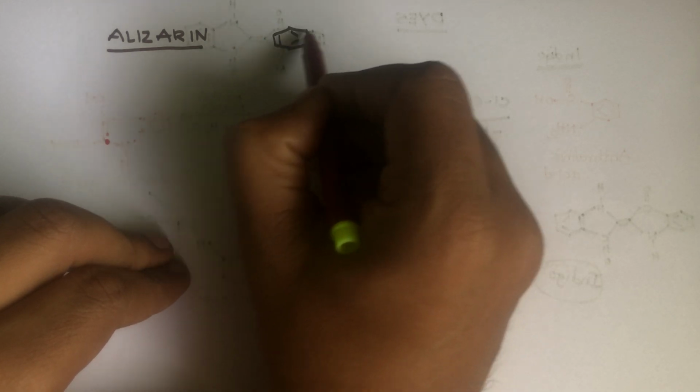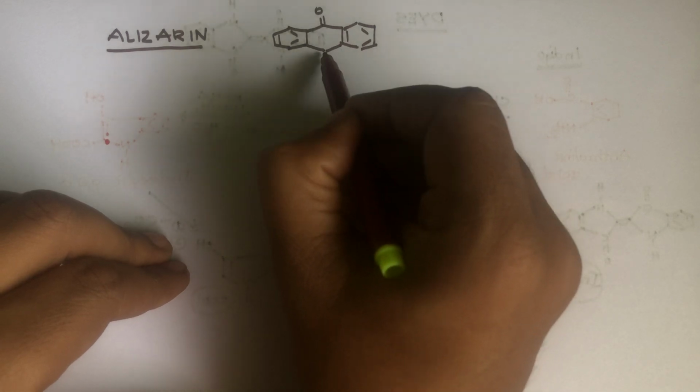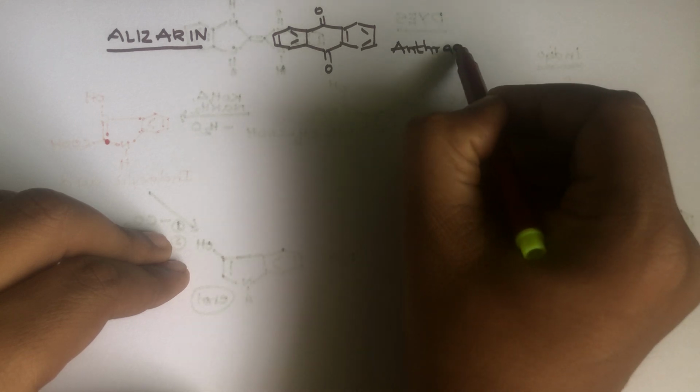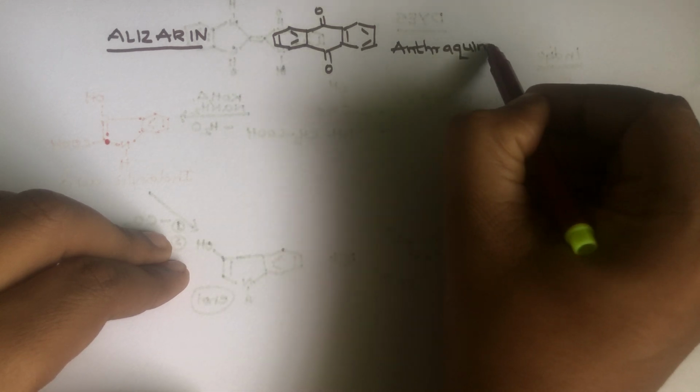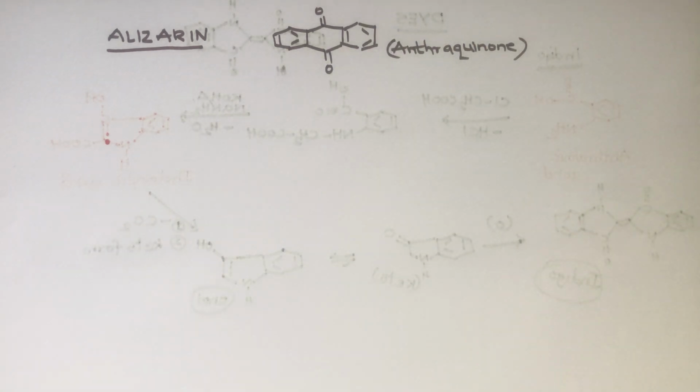This three-membered structure. This is anthraquinone. So it is a best example for a mordant dye. You know what is a mordant dye? The other day we have discussed it. So this is a dye present in the roots of the madder plant. This can be synthesized from phthalic anhydride.